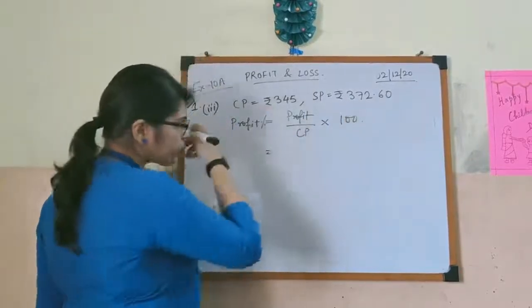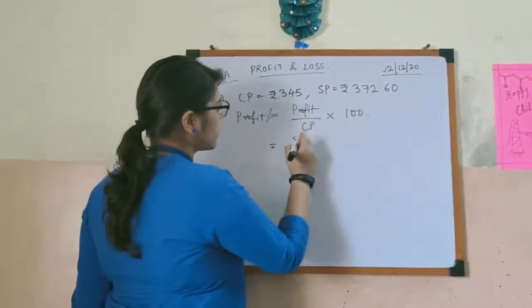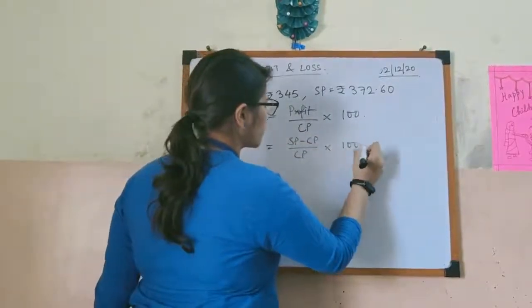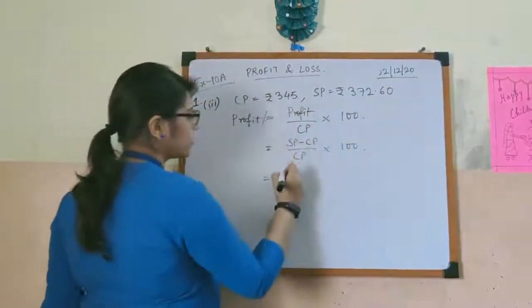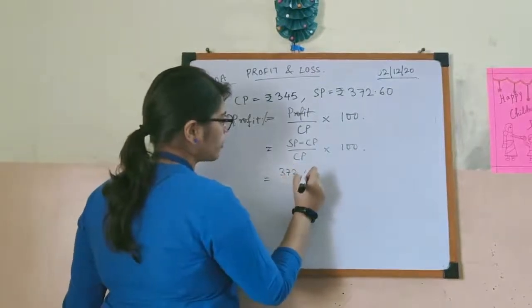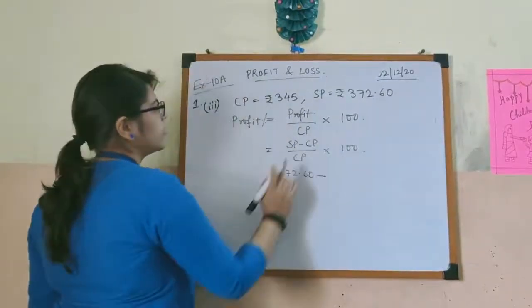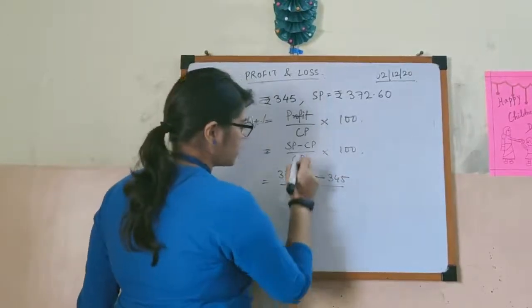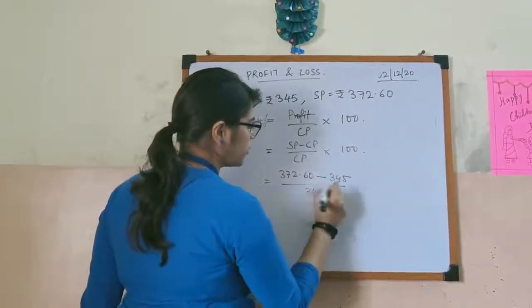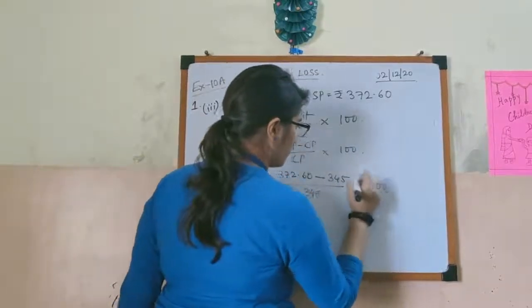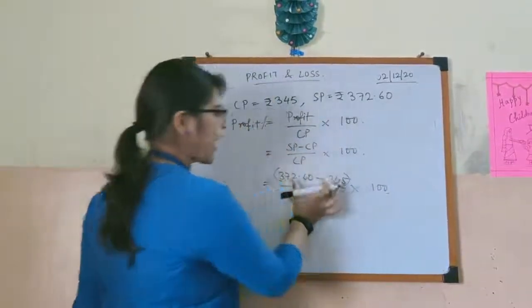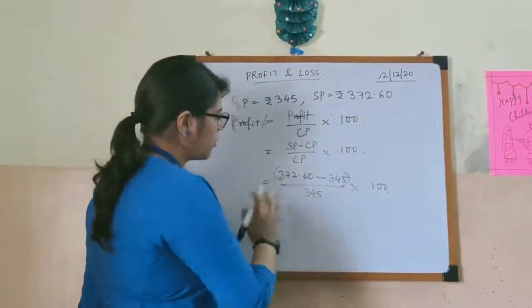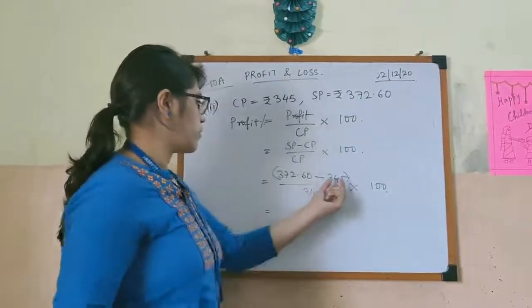So here what is the profit? Profit is SP minus CP by CP into 100. So SP is how much? 372.60 minus CP is 345 by, now we have to calculate the CP and 100. So first we need to calculate this part, right? So 345 and 372.